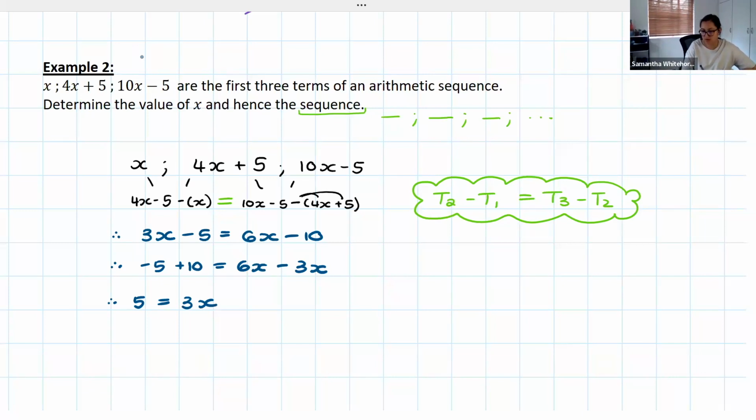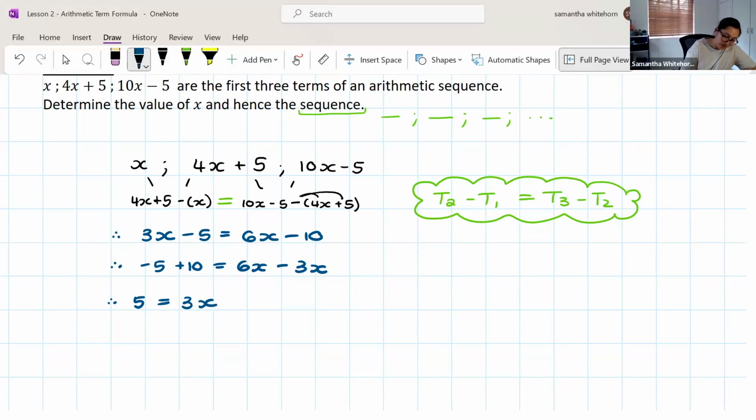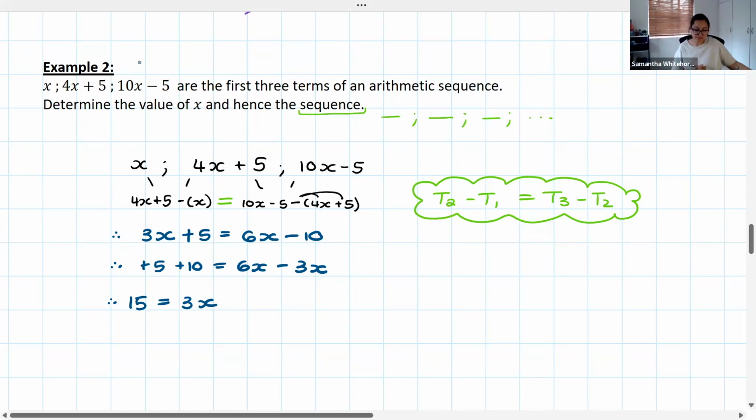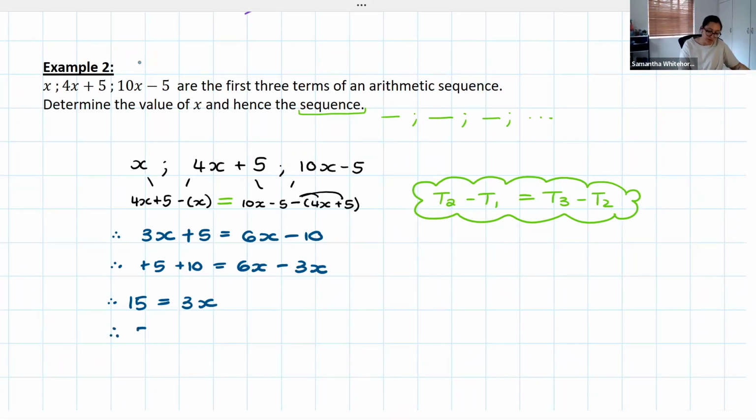Alrighty. It would also help if I had my signs right. I said this the other day. Signs is always where we go wrong. It's 4x plus 5. Sorry, grade 12s. Don't know how my brain is working today. So this is 15. And then if we're going to solve for x, we divide both sides by 3. And we get that x is equal to 5.